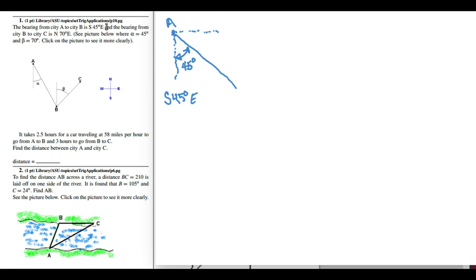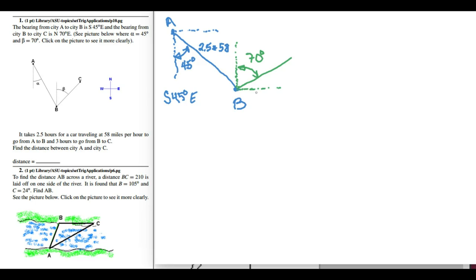south 45 degrees east. So you look south and move 45 degrees towards the east, so that's where we're getting this 45 degree angle. We're told that it takes 2.5 hours traveling 58 miles per hour to go from A to B. So we can find that length by taking the 2.5 hours times the 58 miles per hour.